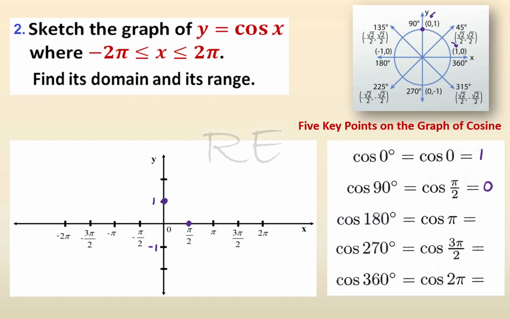Cosine of 180, or pi, is equal to negative 1. Cosine of 3 pi over 2, or 270 degrees, is equal to 0. Remember that cosine is the x coordinate. And then we go back to 1 again at 360, and cosine of 360 is equal to 1.